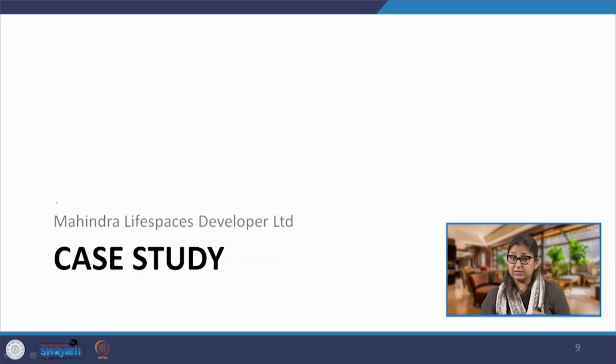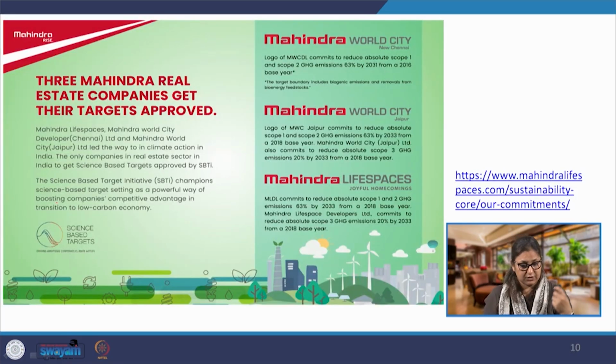Let us look at the case study of Mahindra Lifespaces Developer Limited, MLDL here, and understand how a real estate company is attempting to reduce the GHG emissions and what are the solutions and what are the scopes that they have identified for themselves.